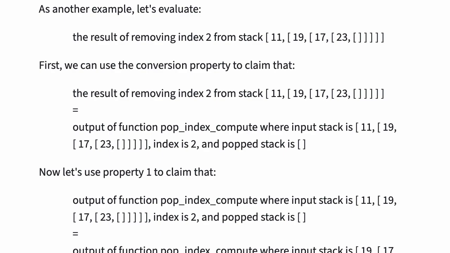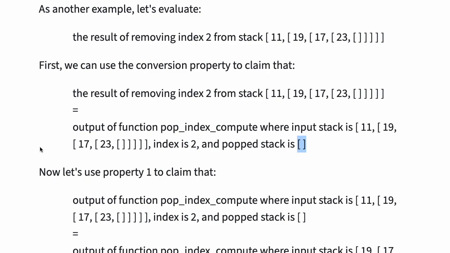As another example, let's evaluate the result of removing index 2 from stack 11, 19, 17, 23. First, we can use the conversion property to claim that the result of removing index 2 from stack 11, 19, 17, 23 is equal to the output of the function popIndexCompute, where the input stack is 11, 19, 17, 23, index is 2, and pop stack is empty.